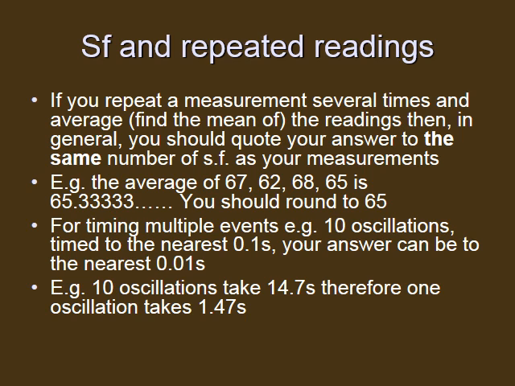And for the period of a string and a pendulum, for timing multiple events, say 10 oscillations, if you time to the nearest 0.1 seconds, then your answer should be to the nearest 0.1 seconds, because 0.1 divided by 10 gives you 0.1 seconds. An example here: if it takes 10 oscillations of this pendulum 14 seconds, then one oscillation should take 1.47 seconds.